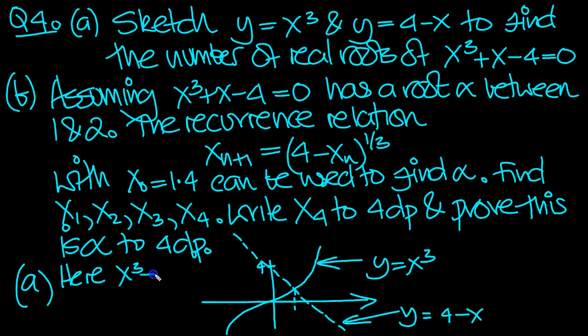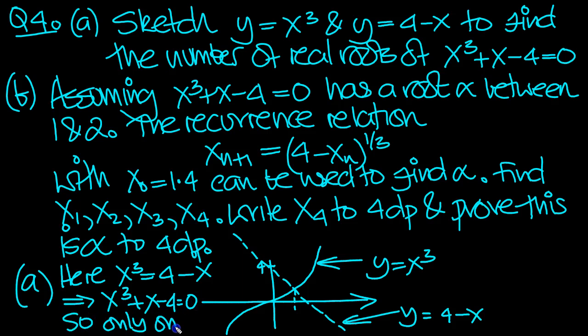x cubed is equal to 4 minus x implies that x cubed plus x, move the 4 over as well, equals 0. So only one real root, and that's observable by the sketch here. It's positive, isn't it? So we've done part A, just one real root.